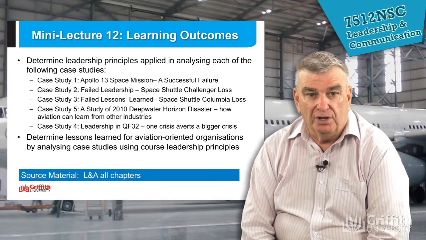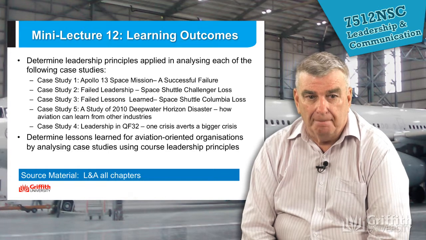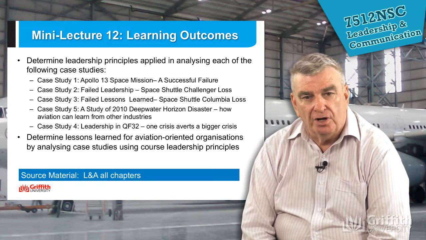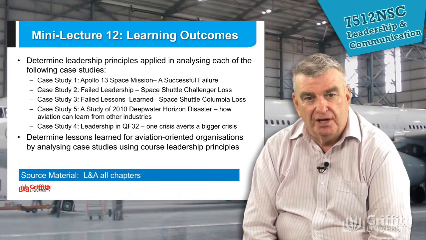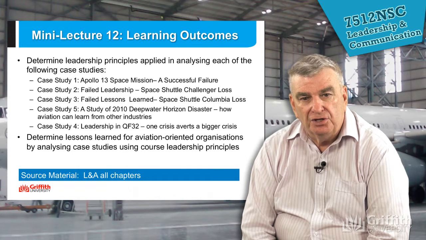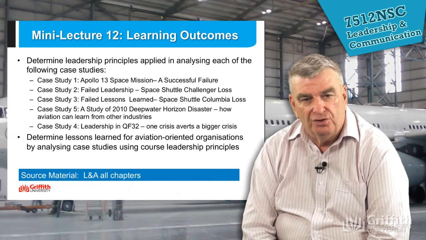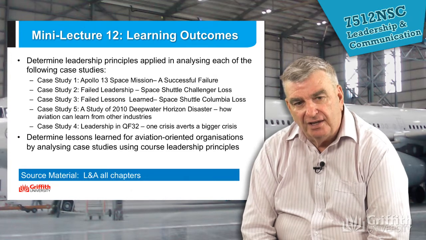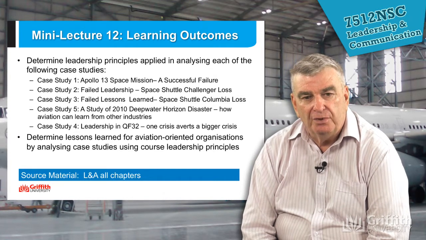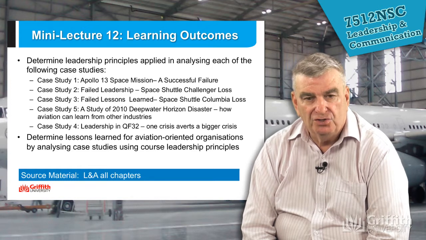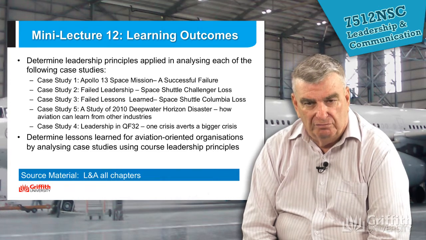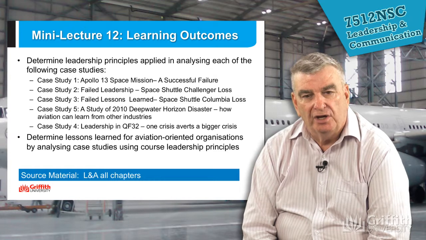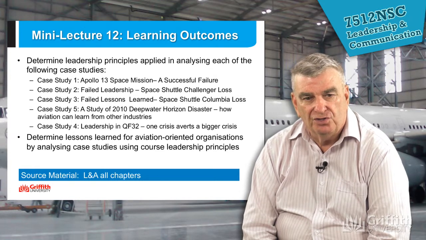The next one we're going to be doing is first a study of the Deepwater Horizon disaster. We have a little numbering sequence there, but basically the Deepwater Horizon disaster occurred back in 2010 before the last of our case studies, the Qantas leadership in QF32. That is the Airbus 380 that had an engine explode out of Singapore, and it was an incredible example of a team working together to avert a major crisis.